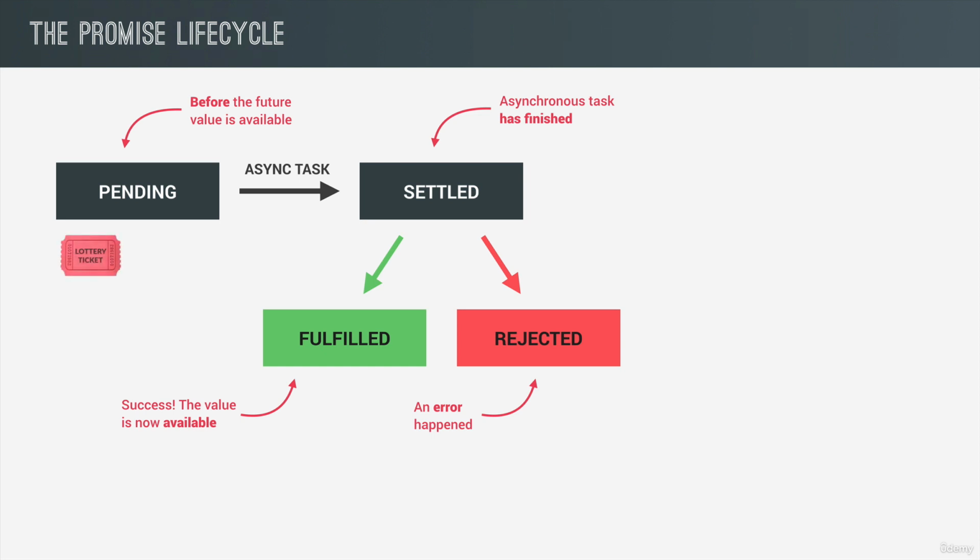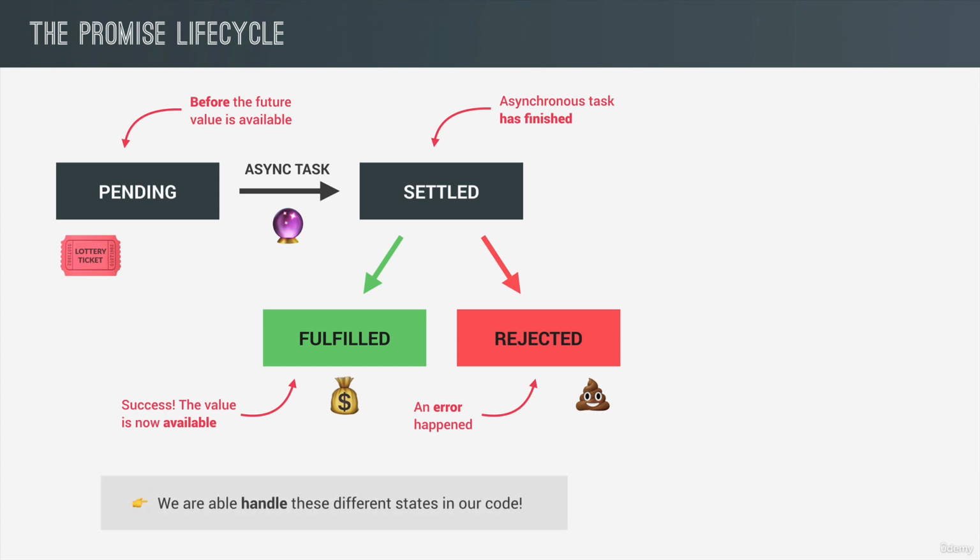Now, going back to the analogy of our lottery ticket, the lottery draw is basically the asynchronous task which determines the result. Then, once the result is available, the ticket would be settled. Then, if we guessed the correct outcome, the lottery ticket would be fulfilled and we get our money. However, if we guessed wrong, then the ticket basically gets rejected and all we did was waste our money. Now, these different states are very important to understand because when we use promises in our code, we will be able to handle these different states in order to do something as a result of either a successful promise or a rejected one. Another important thing about promises is that a promise is only settled once, and so from there, the state will remain unchanged forever. So the promise was either fulfilled or rejected, but it's impossible to change that state.